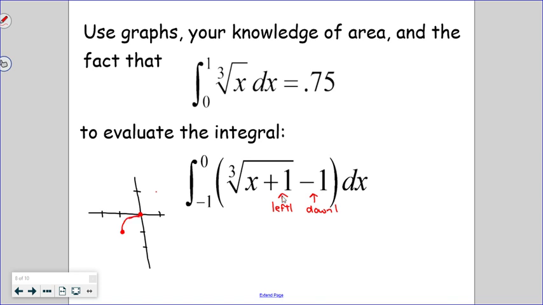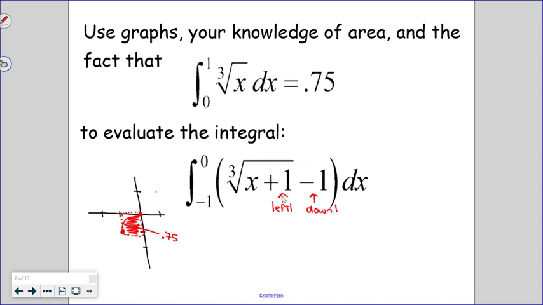Okay? So it's kind of like that square that we had over here. If I think of that whole thing, that it got moved left 1, down 1, and that square is now happening down here. Right? So in that square, we know that this part of it, that right there, has an area of 0.75.